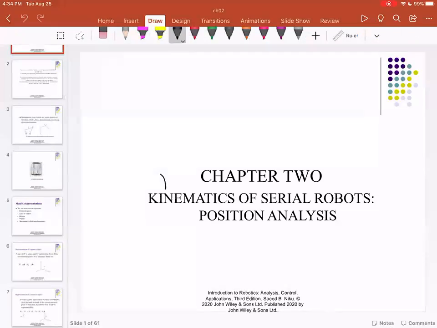So what do we mean by kinematics? Kinematics is the study of position, velocity, and acceleration of robot links.